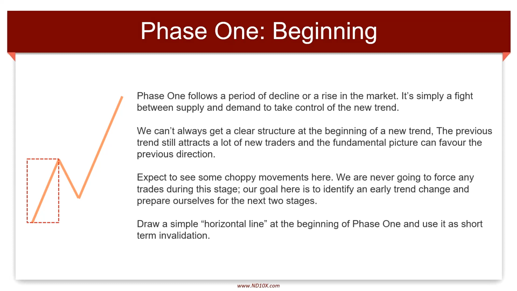We are never going to force any trades during this stage. Our goal here is to identify an early trend change and prepare ourselves for the next 2 stages. Draw a simple horizontal line at the beginning of phase 1 and use it as a short-term invalidation point. So if we are in the bullish phase 1, you are going to use the lowest point of the market as your invalidation point, while if we are in the bearish phase 1, you would use the highest point that you see on the chart.